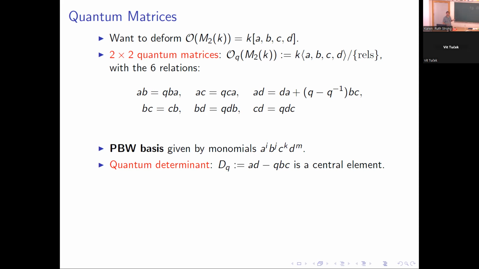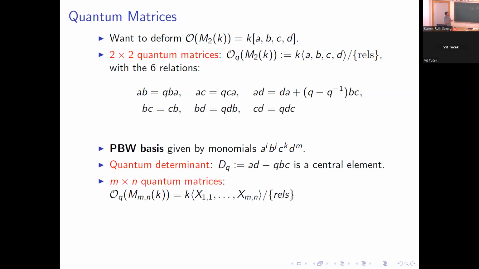Okay, so a special element here is the quantum determinant, ad minus q bc, which is a central element. And we've seen this in Kenny's talk yesterday, where he was taking the determinant to be minus 1 to form O_q(SL2) or O_q(SU2). In the case where q is generic, not a root of unity, this is the only central element. Well, the center is a polynomial algebra in this element. Otherwise, when q is a root of unity, you tend to have many more central elements.